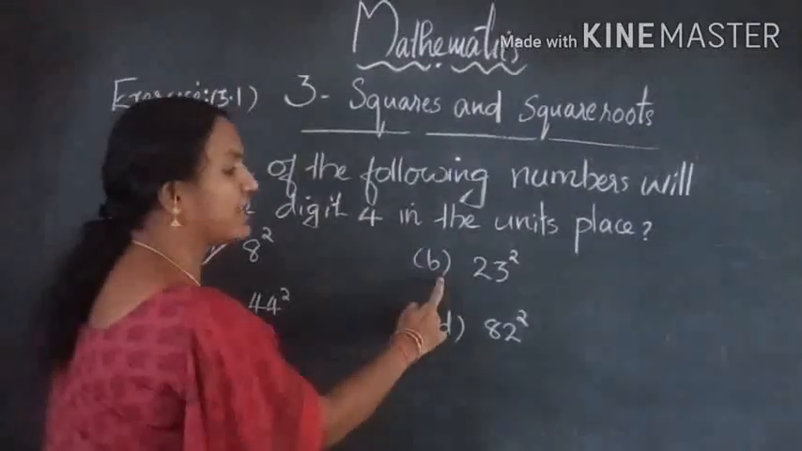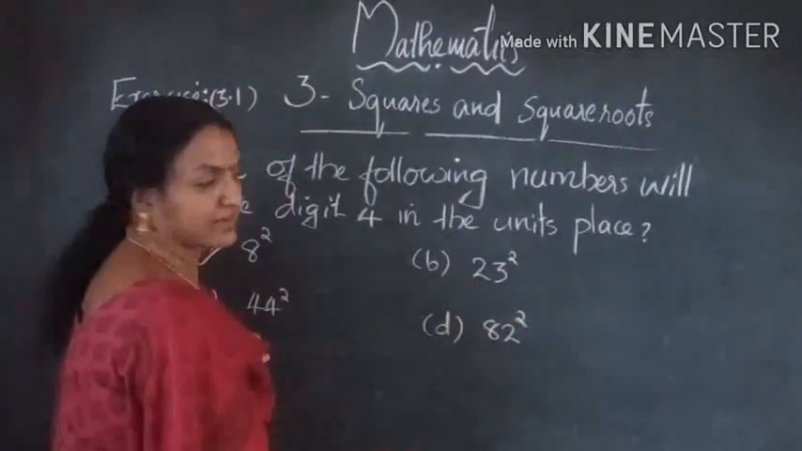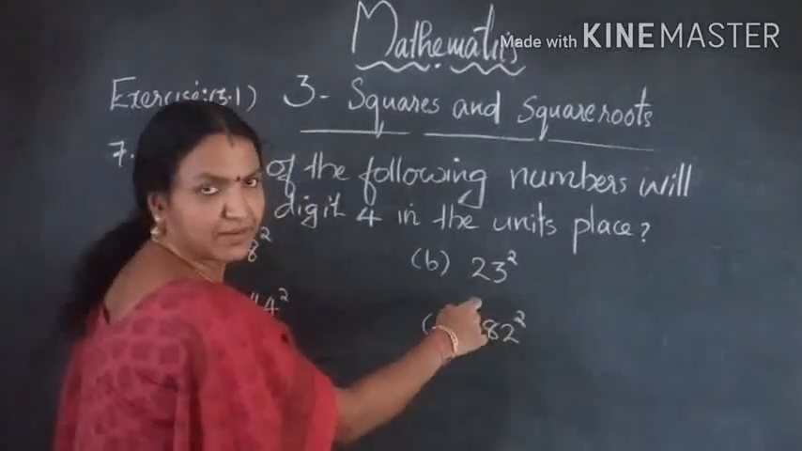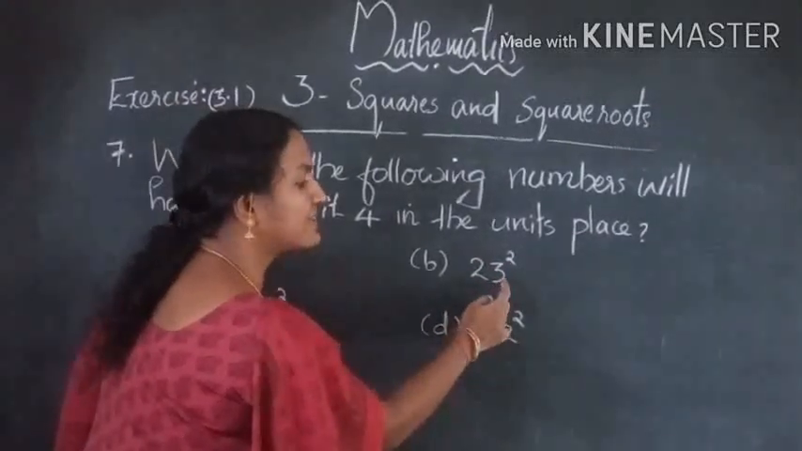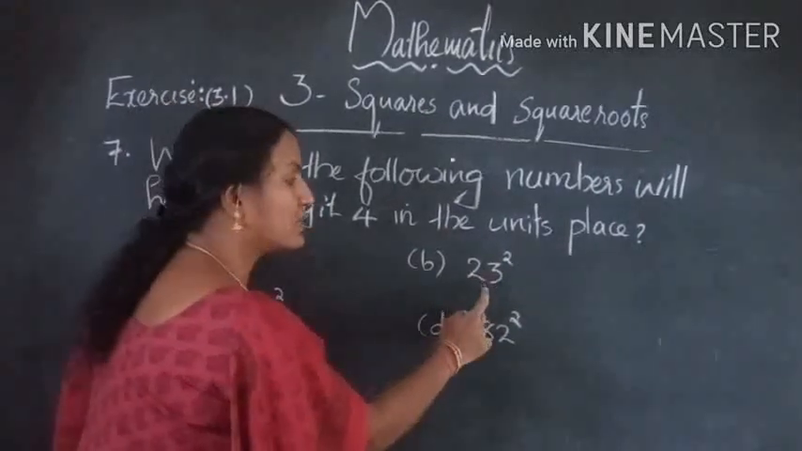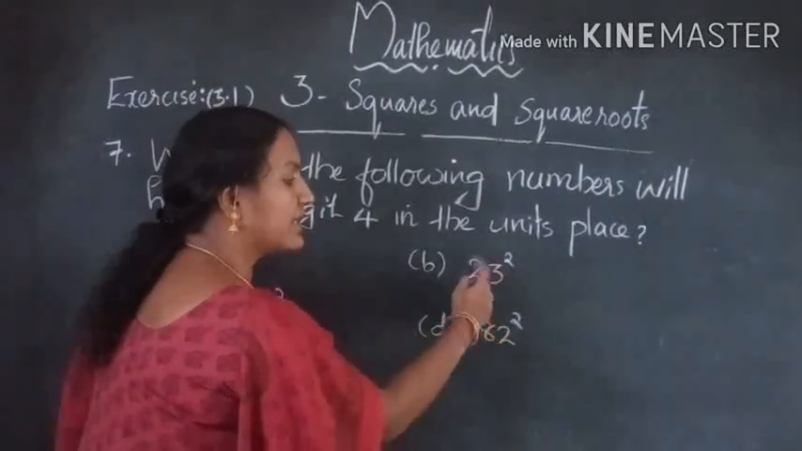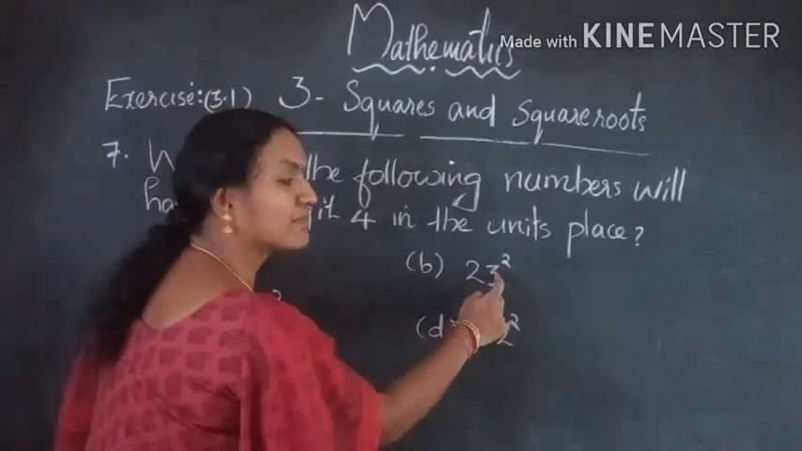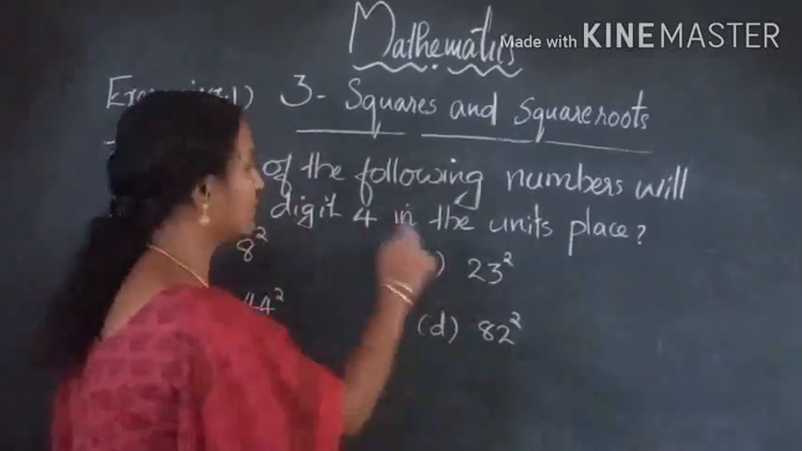The second one, B, 23 square. So 23 is a 2-digit number. The digit in the unit place is 3. 3 square is 9. Also the square of 23, the digit in the unit place is also 9. So this is not the answer.